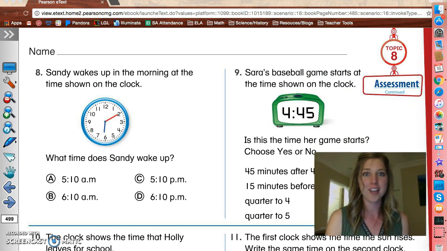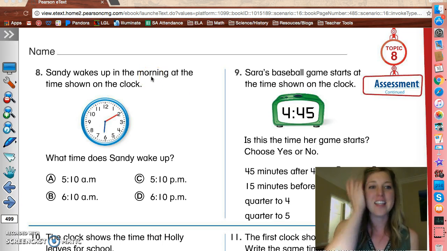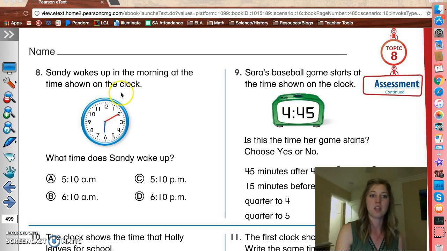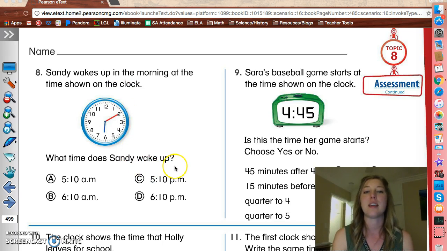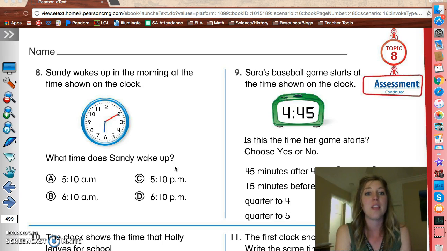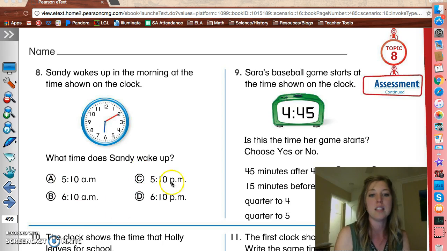Last page, front and back, you're almost there. Number 8, Sandy wakes up in the morning at the time shown on the clock. What time does Sandy wake up? So you need to pay attention to where the hour hand is, where the minute hand is, and then bubble in the time that she wakes up. Don't get tricked. They're asking you to choose between AM and PM.